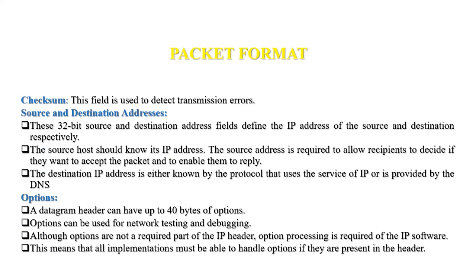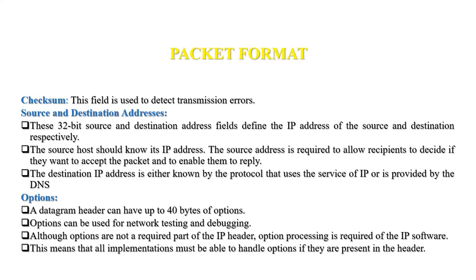Checksum. This field is used to detect transmission errors. Next comes the source and destination addresses. These 32-bit source and destination address fields define the IP address of the source and destination respectively. The source host should know its IP address. The source address is required to allow the recipients to decide if they want to accept the packet and to enable them to reply. The destination IP address is either known by the protocol that uses the service of IP or is provided by the DNS.